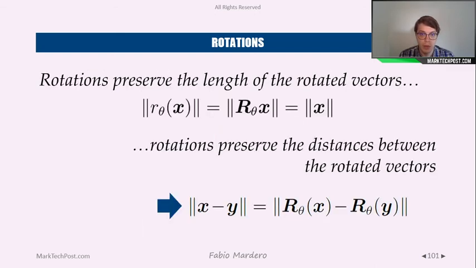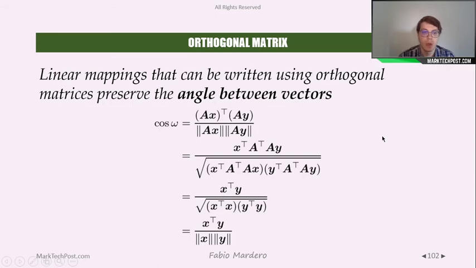But we can say more about rotations, and in fact, we can say that rotation preserves the distance between the rotated vectors. In fact, this property holds even if we consider x minus y, and we take the difference between the two rotated vectors. Here we can prove this property for a generic orthogonal matrix.